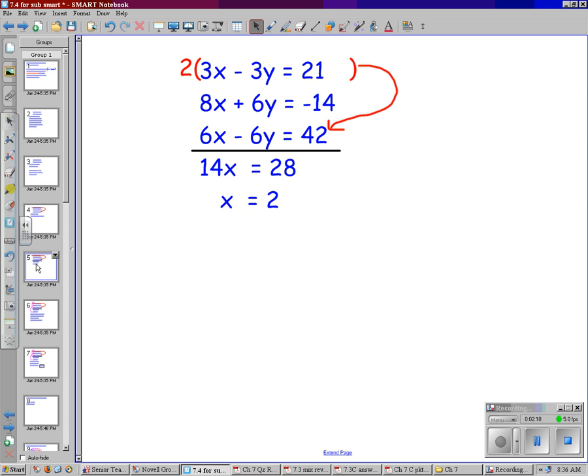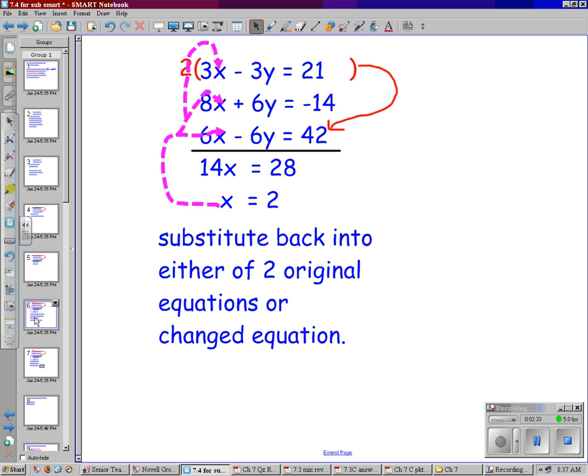What are you going to do with that x equals 2 then? What's that next step that you're going to do with that x equals 2? What do you say, Catherine? Put it back into one of the two equations, right? In fact, you could put it back into one of the three equations. You could either go back into one of the two originals, or you can go back into your changed equation. All my railroad tracks up there telling you where you could go.